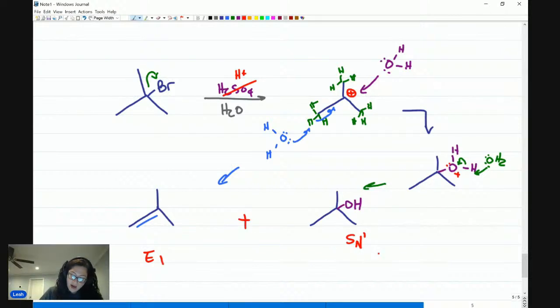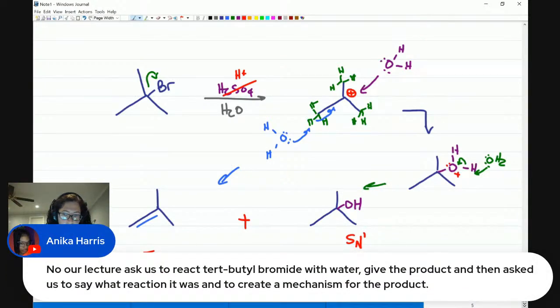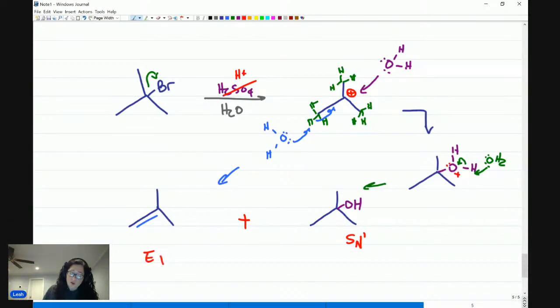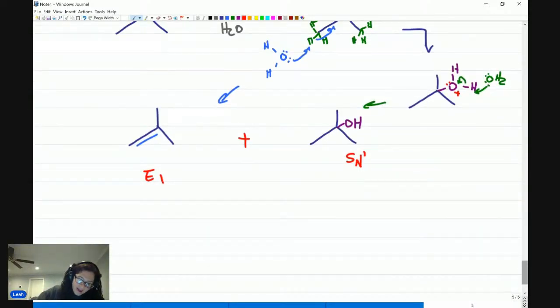So I have 2 products for this reaction because they are always in competition. Annika, let me know if this makes sense, if this is what you were asking, and hopefully this helped clarify that, yes, they can absolutely be in competition. So how do you know when to choose one over the other? Typically, they're all going to be E1 and SN1.